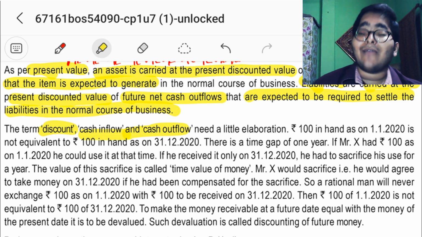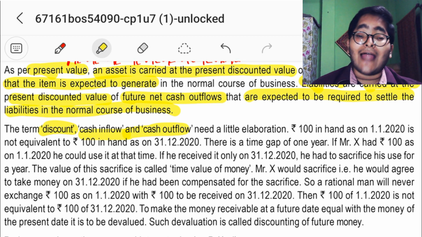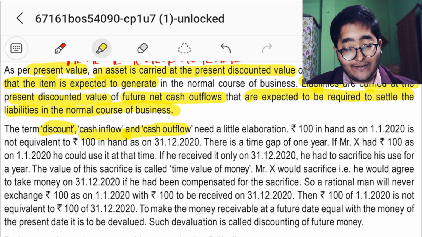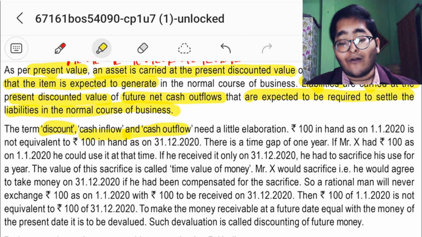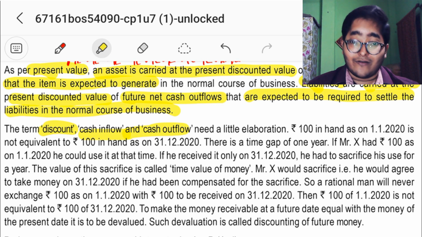There is a time gap of 1 year. If Mr. X had ₹100 as on 1st January 2020, he could use it at that time. If he received it only on 31st December 2020, he had to sacrifice his use for a year.